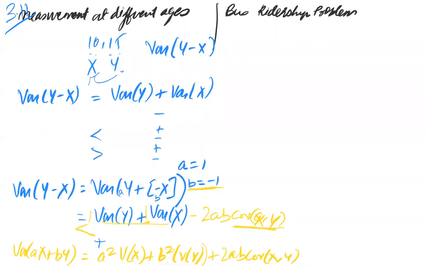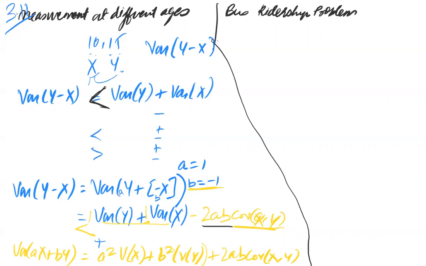Okay, so what is the true answer? Variance of Y minus X is less than variance of Y plus variance of X added individually. Okay, just one thing to note here was the values of AB, where B was -1, which made it minus 2 times AB, the covariance of X comma Y.